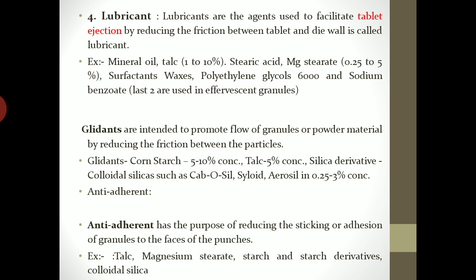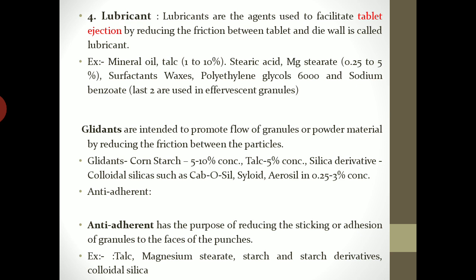Thus, lubricants are used to avoid sticking with dies, whereas anti-adherents are used to avoid sticking with punches. Okay, so this difference is very important and should be known to students: lubricant is used to avoid the sticking with dies and anti-adherents are used to avoid the sticking with punches.